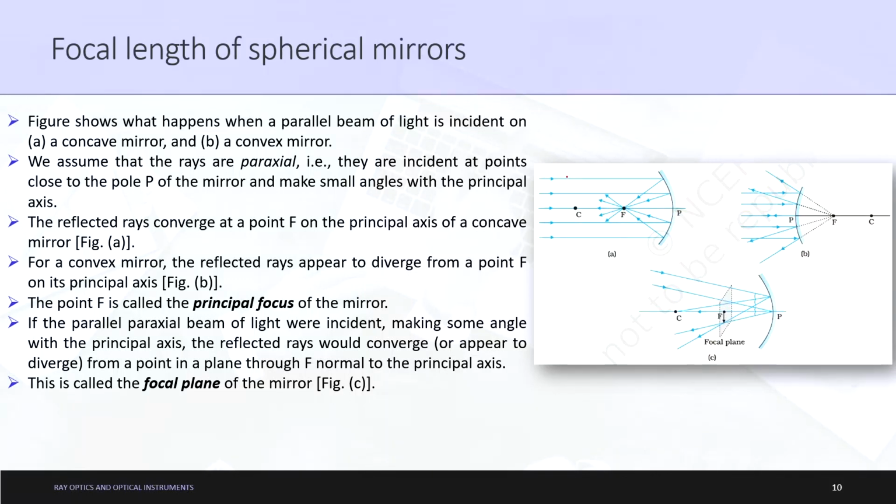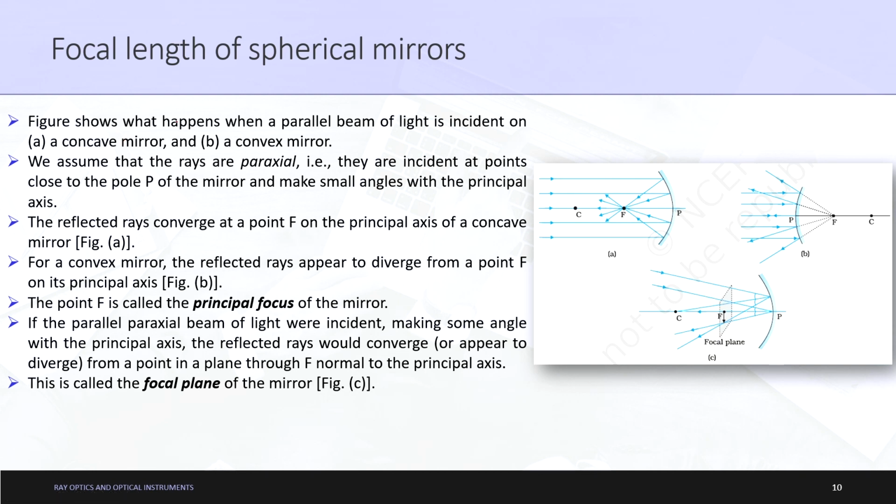So, before that, let me revise the concept of focal length, and there is something called the focal plane. Just observe, and then we can move on with the derivation for the mirror equation. For the focal length of spherical mirrors, please make sure we are talking about mirrors only; there is no concept of lens being added till now.